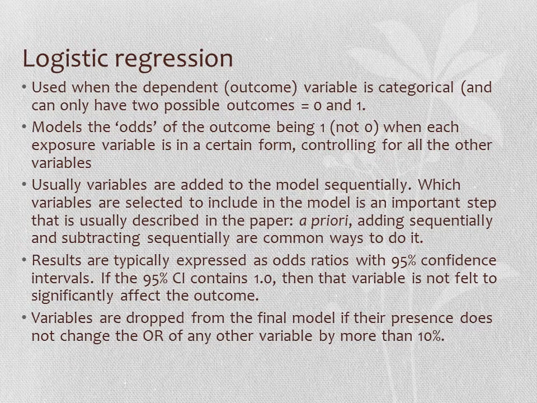Logistic regression is much the same as linear regression, but it's used when the outcome variable is categorical and can only have two possible outcomes, 0 or 1. So rather than saying, let's look at the score of the EPH exam, and I'm interested in all the scores from 50 to 100, we're going to say, okay, I just want to look at who passed and who didn't pass. I'm just going to lump the students into two groups, right? And so logistic regression models the odds of the outcome being 1, not 0, when each exposure variable is in a certain form, and it controls for all the other variables. So again, it's a multivariate analysis.